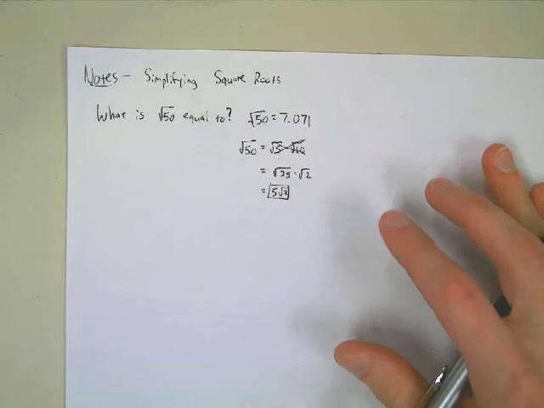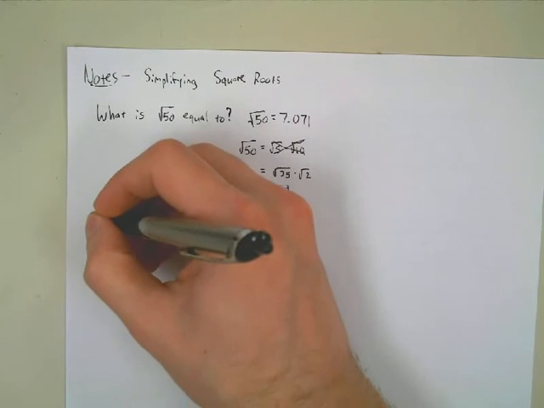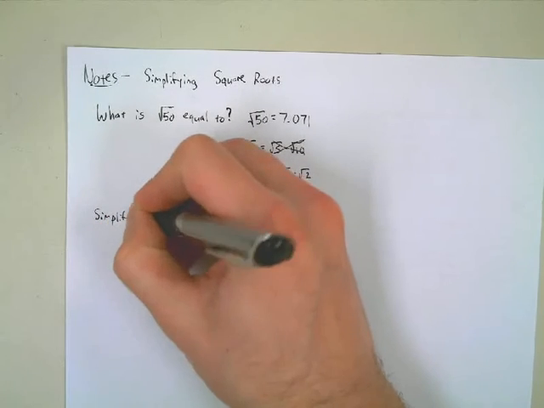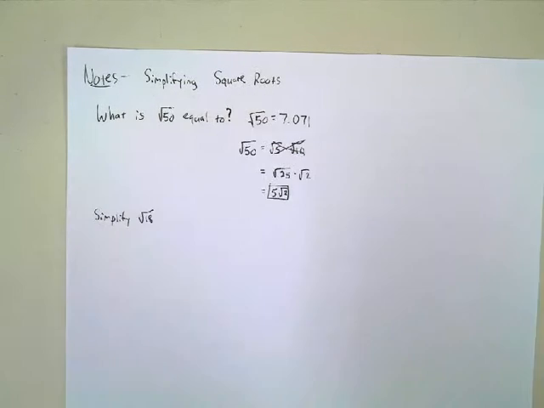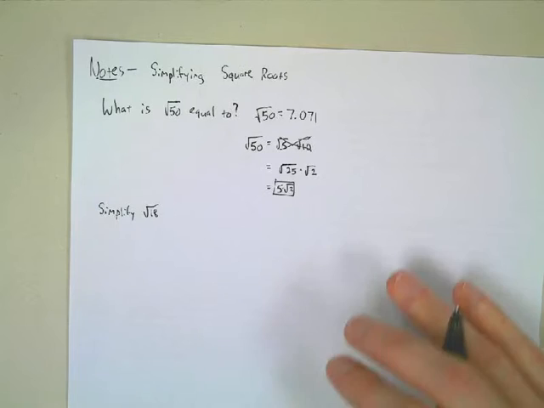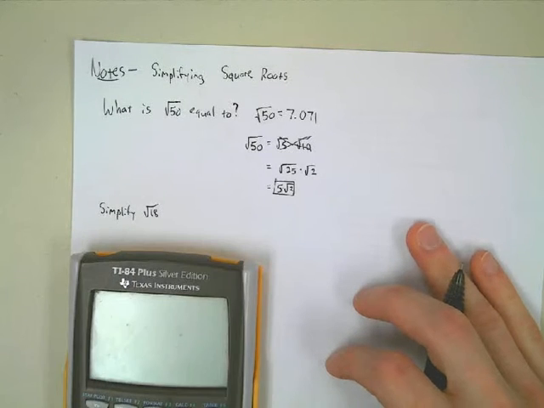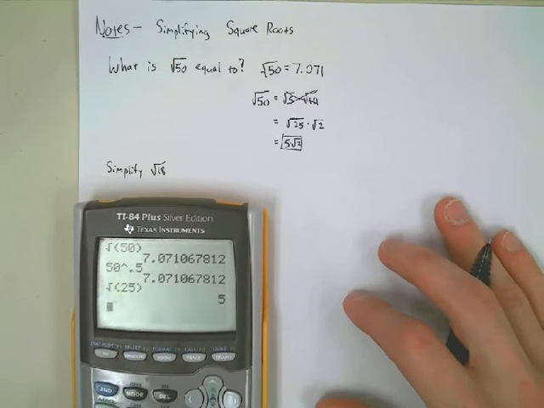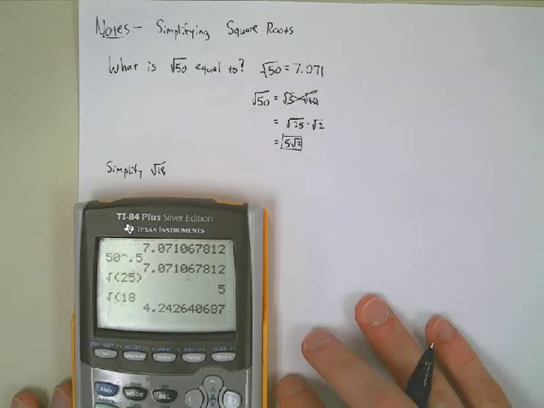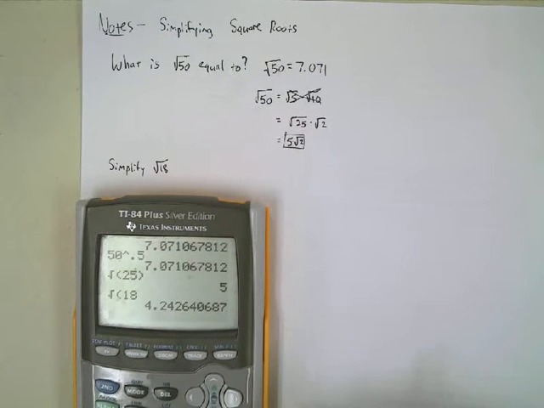Okay. So, let's try another one. Let's simplify the square root of 18, for example. So let's try that one now. Simplify the square root of 18. What you can do is go to our calculator, because maybe some of us look at that and think, all right, square root of 18, let's just see if it's a perfect square. No, it's not. Womp womp. You can see it gives us a decimal there.